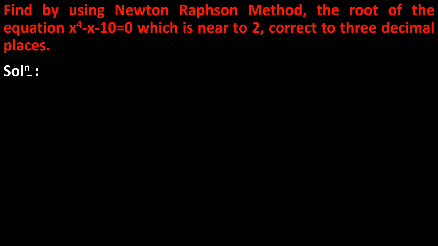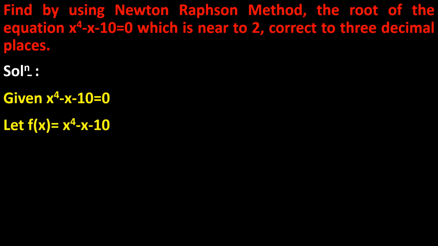Solution: given x cube minus x minus 10 is equal to 0. So you have to consider this equation as f of x. Therefore, what we can write? Let f of x is equal to x cube minus x minus 10. Next you need to find f dash of x, that is the derivative of f of x.